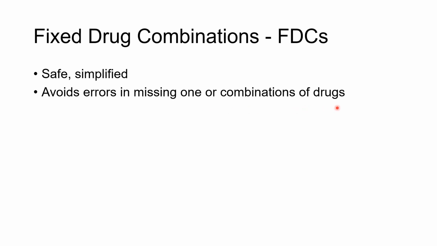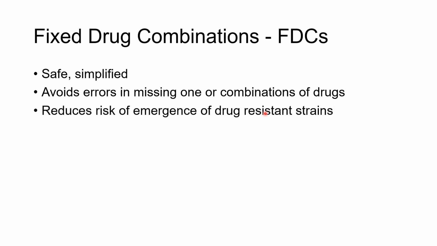Suppose a patient has to take HRZE, 4 drugs. If we give a separate tablet for each of the 4 drugs, there is a chance that the patient may miss one of them. But if we give one tablet which contains HRZE all 4, the patient will take one tablet and there is no chance to miss the drug. So that is the advantage.